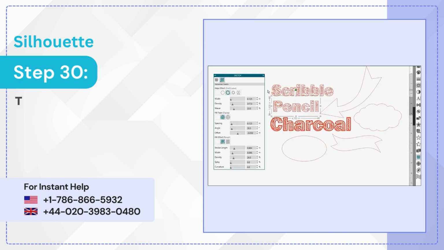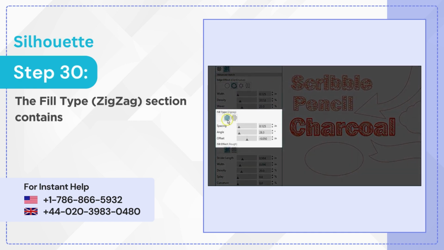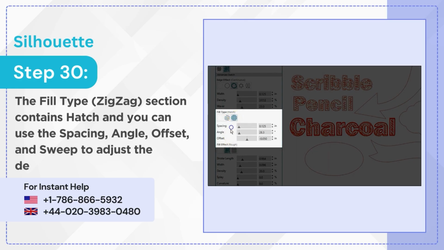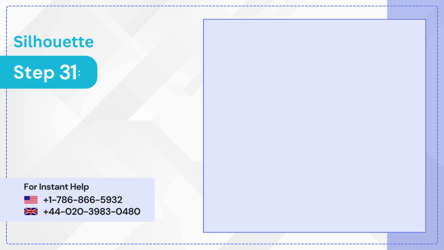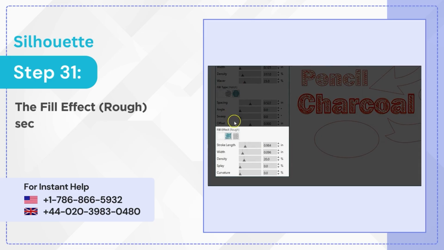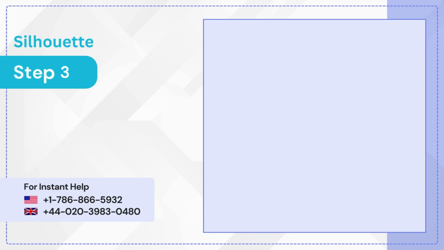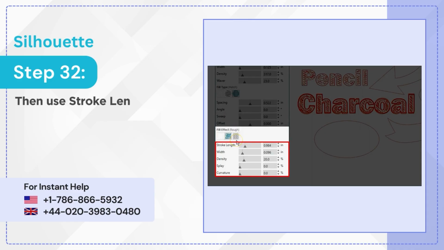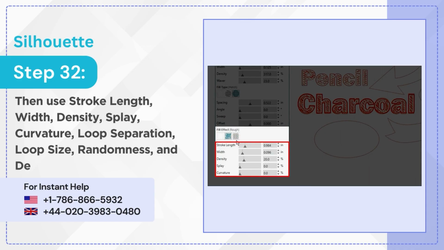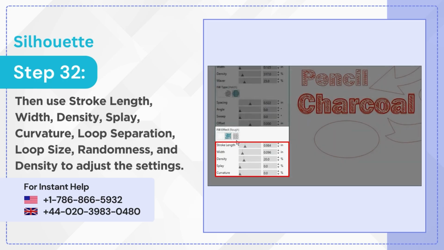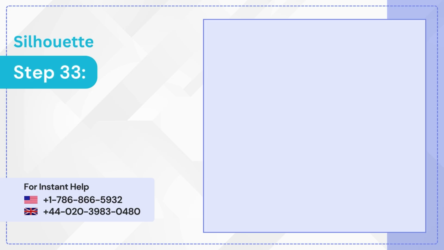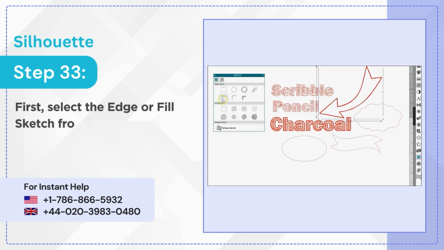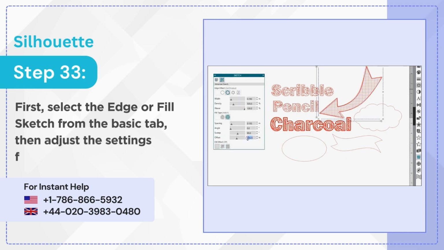Step 30. The Fill Type Zigzag section contains hatch and you can use the spacing, angle, offset, and sweep to adjust the design. Step 31. The Fill Effect Rough section contains off, rough, and scribble options. Step 32. Then use stroke length, width, density, splay, curvature, loop separation, loop size, randomness, and density to adjust the settings. Step 33. First, select the edge or fill sketch from the basic tab, then adjust the settings from the advanced tab.